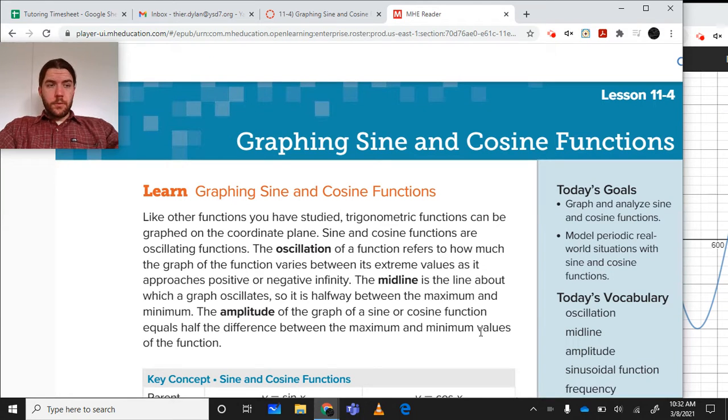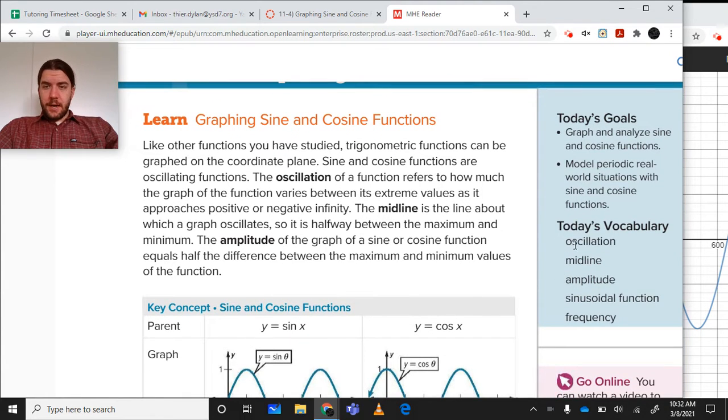Hello and welcome to lesson 11.4 on graphing sine and cosine functions. Today's goals: we're going to be trying to graph and analyze sine and cosine functions. We're also going to be modeling periodic real-world situations with sine and cosine functions. Vocabulary that's important today is oscillation, midline, amplitude, sinusoidal functions, and frequency. Okay, so let's get into it.